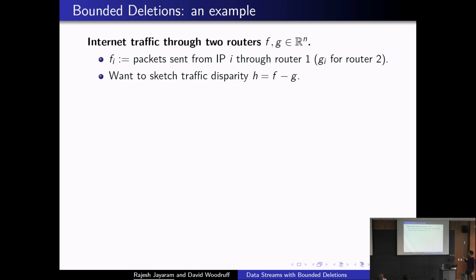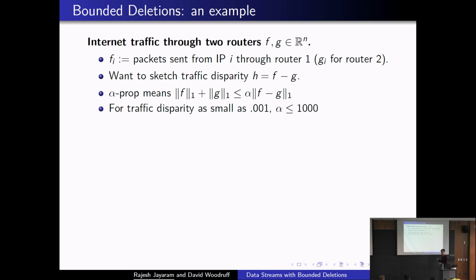And the name of the game is that if this difference is not arbitrarily close to 0, if there's some signal that you're trying to estimate, then you can actually estimate it. It's an alpha property stream. The alpha property means that the total amount of traffic is less than alpha times the difference, meaning that if on average your coordinates differ by even a 1,000th fraction, then alpha is going to be less than 1,000. So even with a little bit of fluctuation in the traffic between these two routers, alpha is only 1,000, which is a lot less than the universe size. So just an idea of how this could be used.